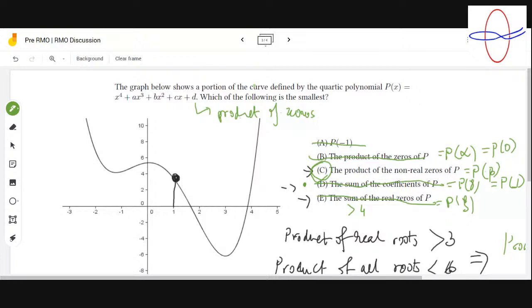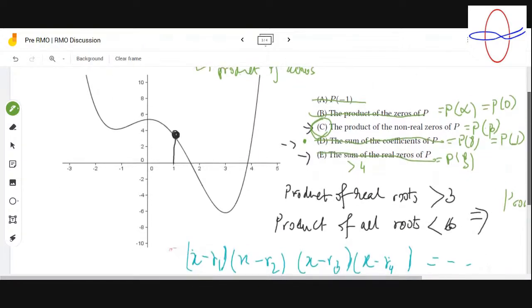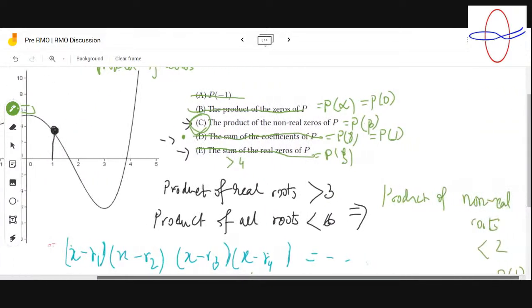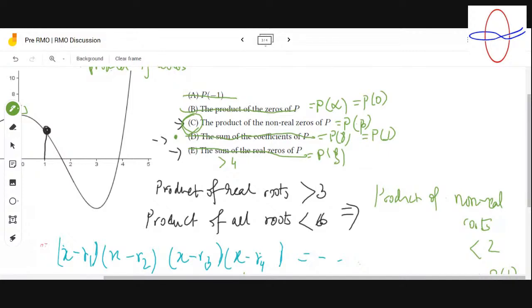P0 is greater than 5? Yeah, P0 is greater than 5. Oh, no. See, the product of all the roots is less than 6, right? And the product of all real roots is greater than 3. Therefore, the product of all non-real roots must be less than 2, right? Try to understand this very carefully. So I feel like Sherlock now. I really love this problem.